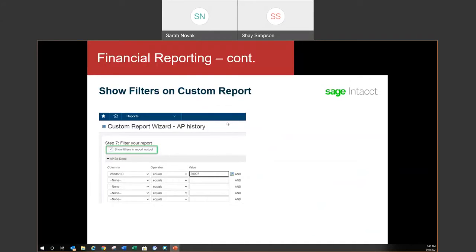So again, it is going to show any of the filters that we have created whenever we have built the custom report. It is going to show those filters now on the custom report itself. Also, whenever we run the report, it is now going to show if we have created a filter.